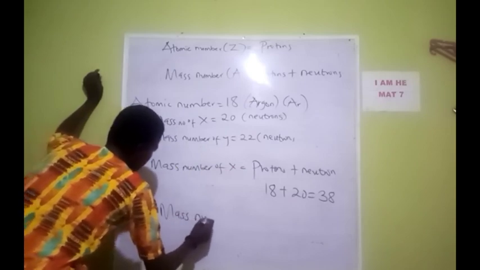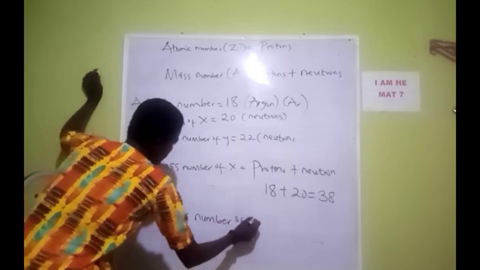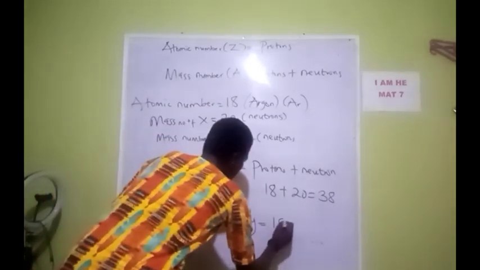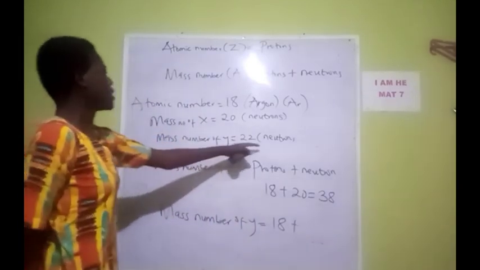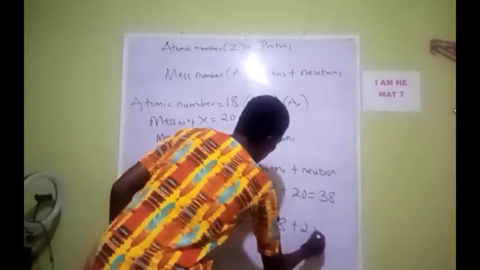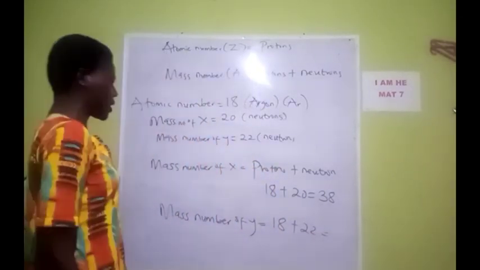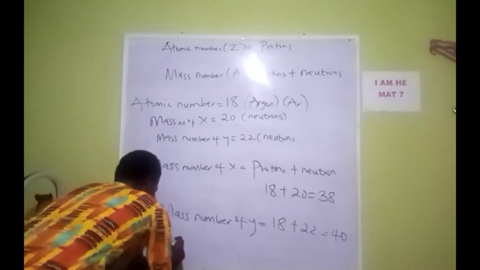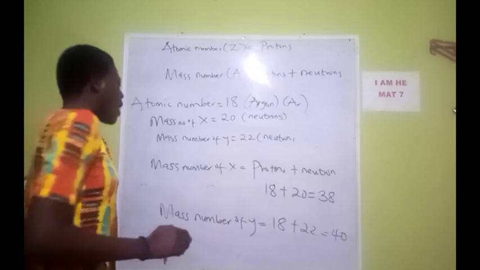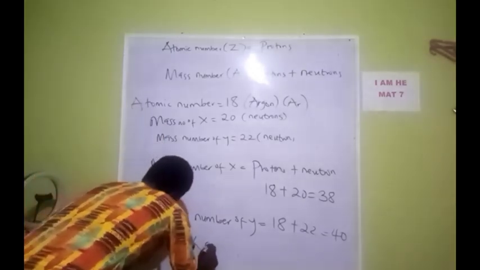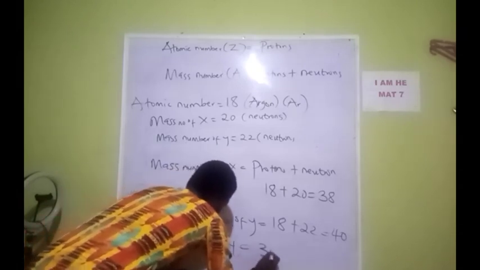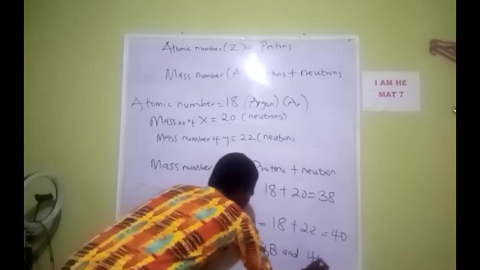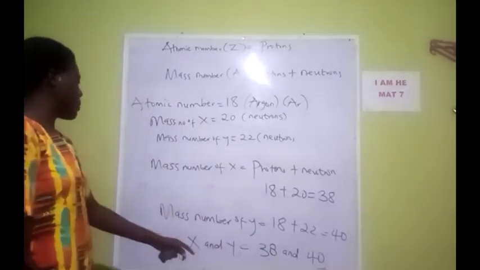So let's go for the mass number of Y. That's protons plus neutrons. The proton is 18. That's fixed. And the neutron is 22. So 18 plus 22 will give us 40, right? So therefore, mathematically, the mass number of X and Y is equal to 38 and 40. So this is the mass number of X and Y.